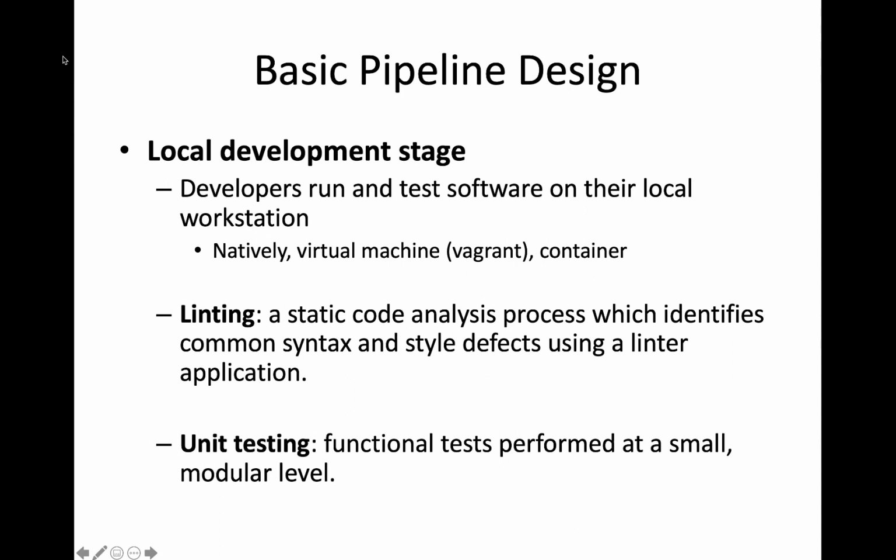Well, our basic pipeline design begins with some sort of local development stage. And this is a stage where developers are building and testing software on their local workstation. They might be writing software code natively, or maybe they're using HashiCorp Vagrant and some sort of virtual machine. Maybe they're even building it inside of a Docker container. But the point is that they're building and testing and writing unit tests locally on their workstation.